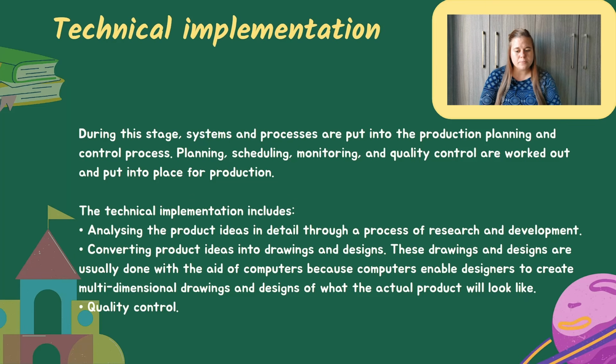Technical implementation. During this stage, systems and processes are put into the production planning and control processes. Planning, scheduling, monitoring, and quality control are worked out and put into place for production. The technical implementation includes analyzing the product ideas in detail through a process of research and development, converting product ideas into drawings and designs. These drawings and designs are usually done with the aid of computers because computers enable designers to create multi-dimensional drawings and designs of what the actual product will look like. And then obviously we need to do quality control.